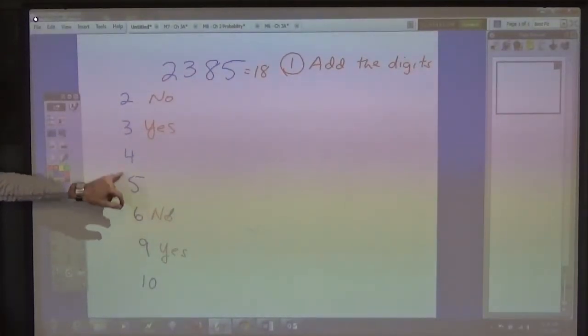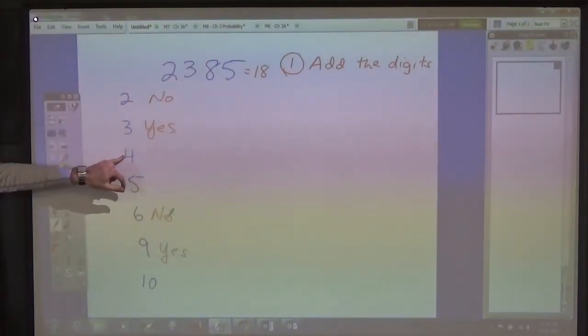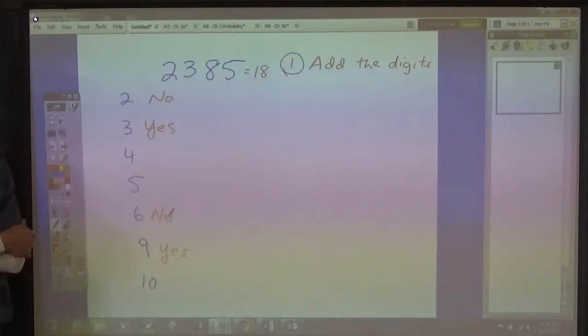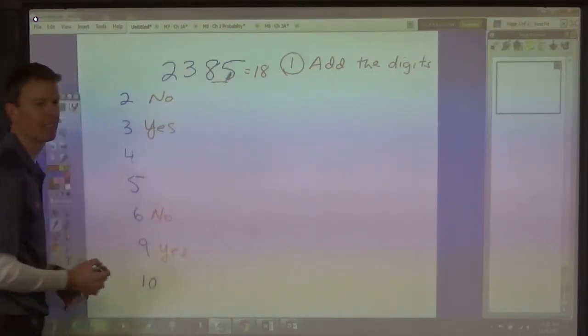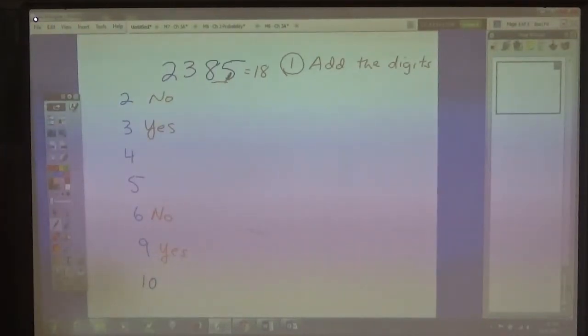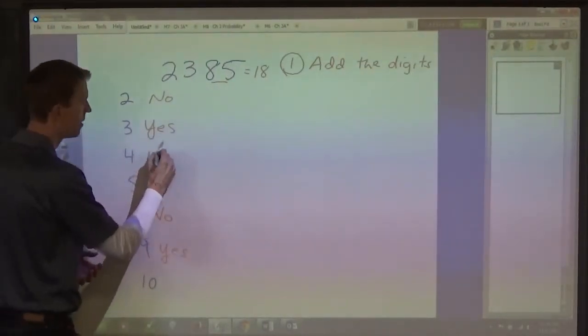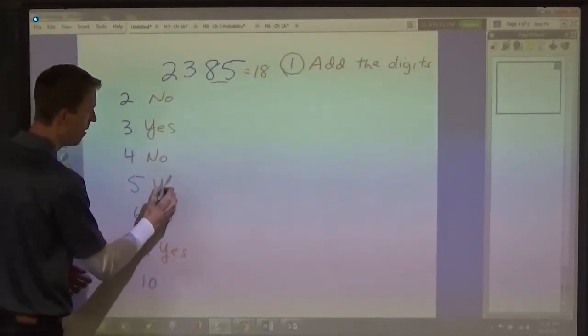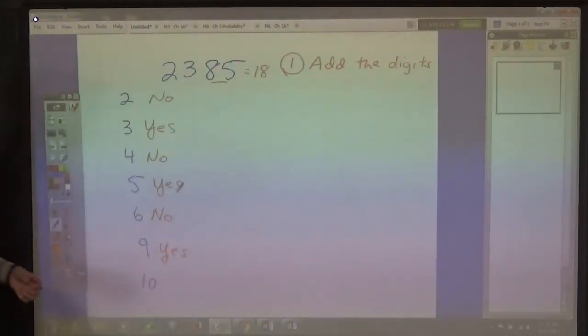Alright? Then, is it divisible by 4? What do we have to look at? The last 2 digits. The last 2 digits are 85. Is that divisible by 4? No. Is it divisible by 5? Yes, it ends in a 5. Is it divisible by 10? No.